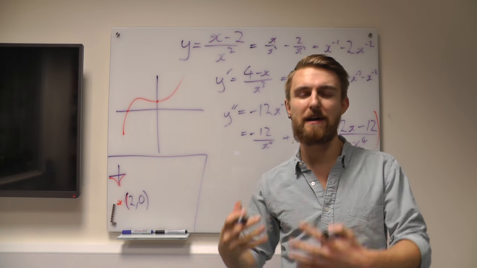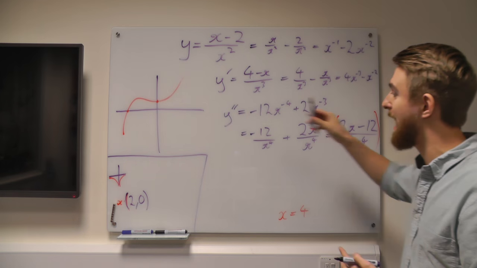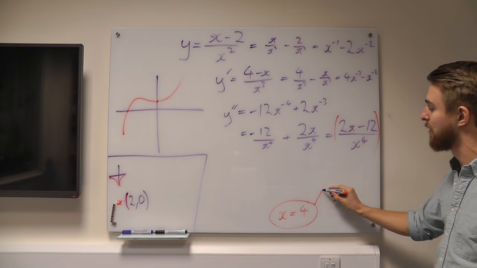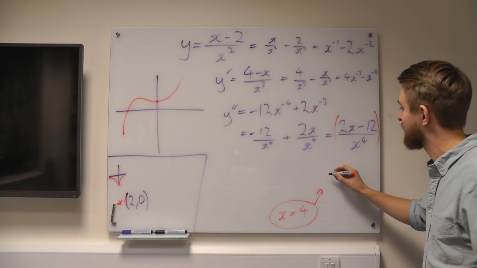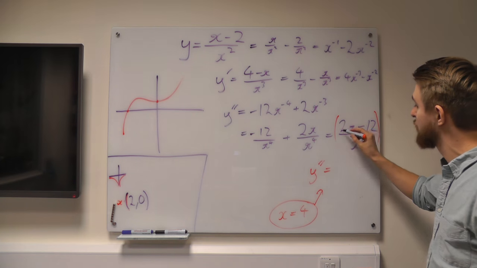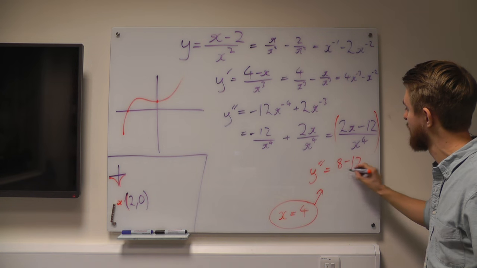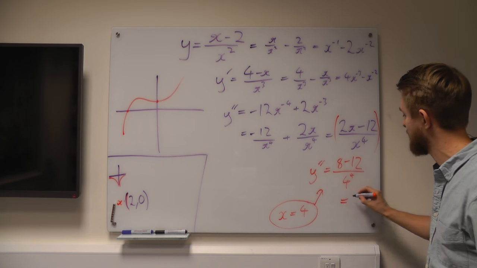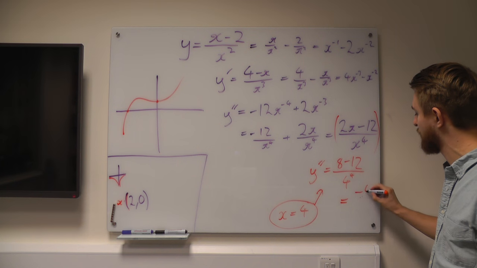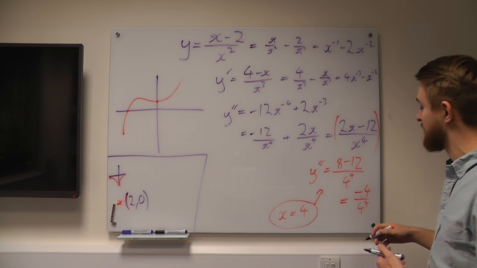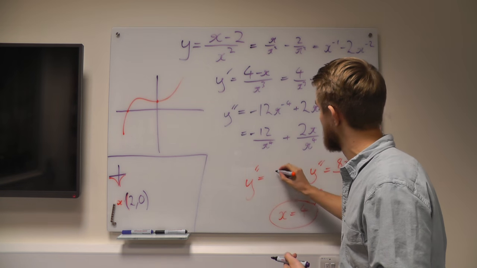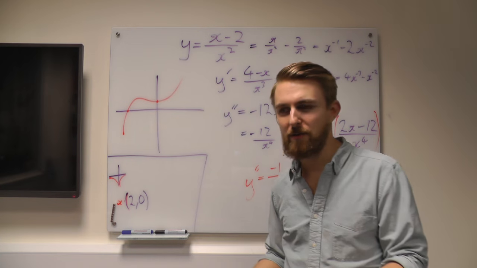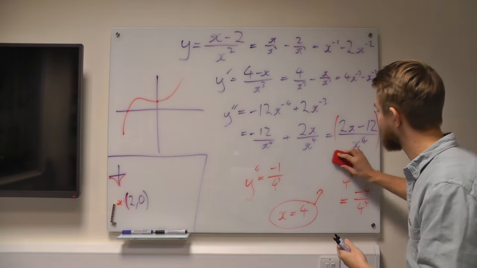What we're trying to do once again is to find out the value of this second differential at our turning point, at our stationary point, which we found to be at x equals 4. So if we sub in 4 into our second differential formula, we get that y double dash equals 2 times 4, which is 8, minus 12, over 4 to the power of 4. So 8 minus 12 is minus 4 divided by 4 to the 4, which is just going to be, so y double dash is going to be minus 1 over 4 cubed. Okay? So the value of our second derivative at our stationary point is minus 1 over 4 cubed.